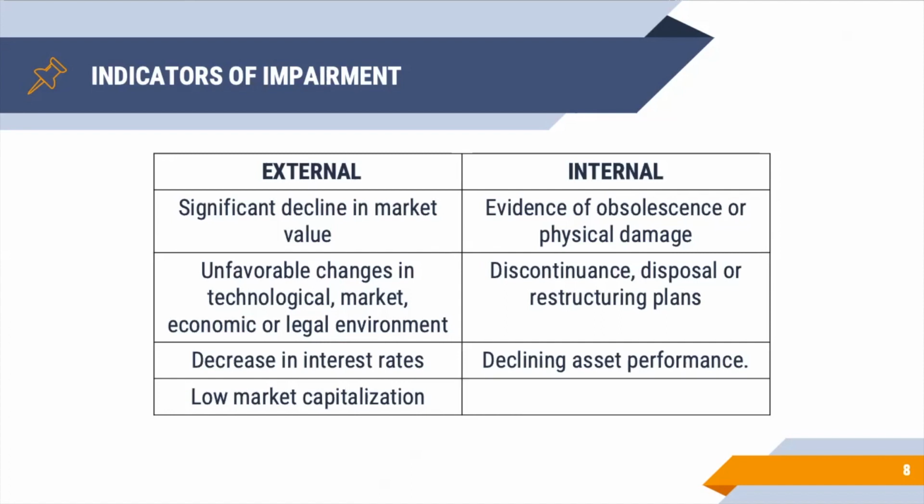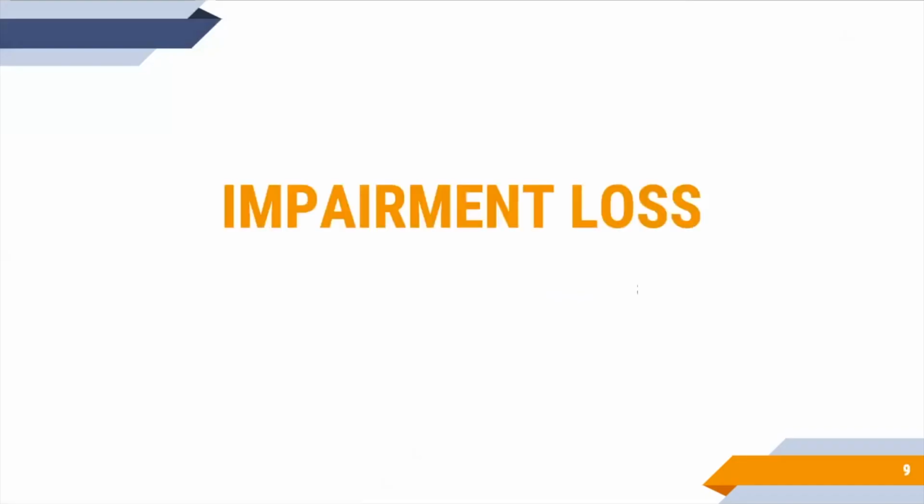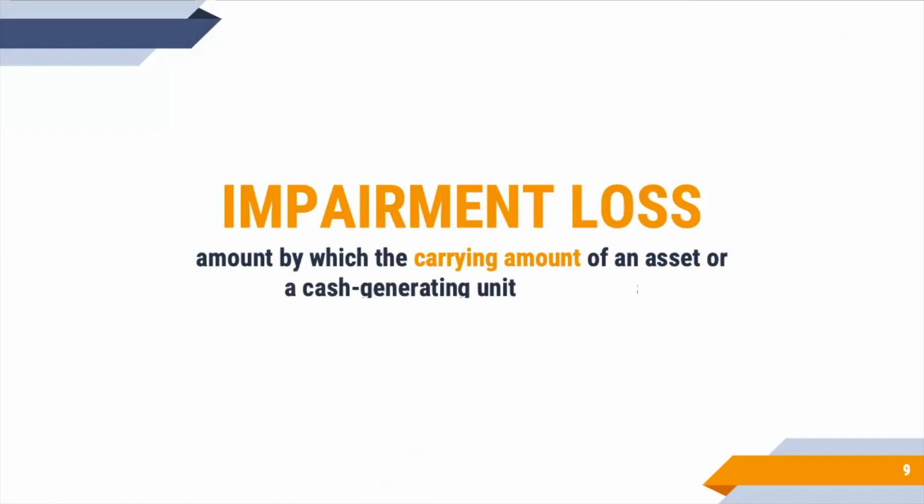So again, if these indicators exist, then you need to estimate the recoverable amount of the asset and compare it with the carrying amount if it's already lower. If it's already lower, then there is impairment. So when do we recognize impairment loss? According to PAS 36, impairment loss is the amount by which the carrying amount of an asset or a cash-generating unit exceeds its recoverable amount. So pag mas malaki na ang carrying amount kesa sa recoverable amount, then you need to record impairment loss.